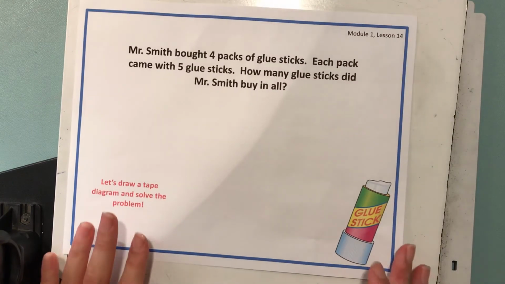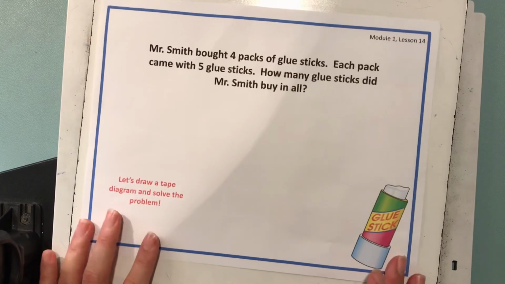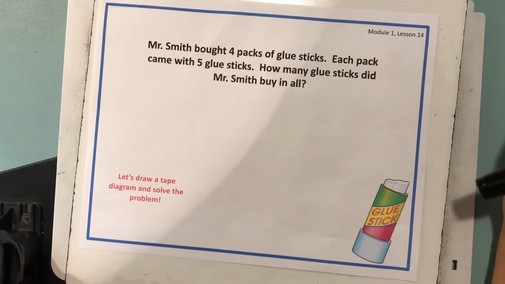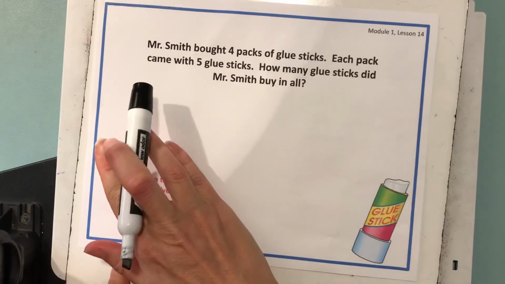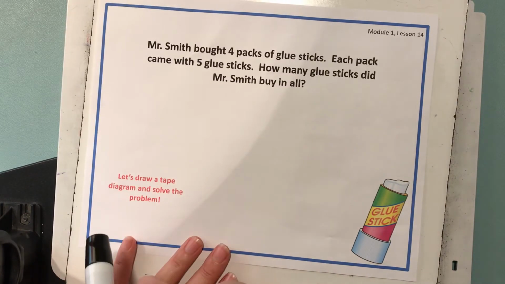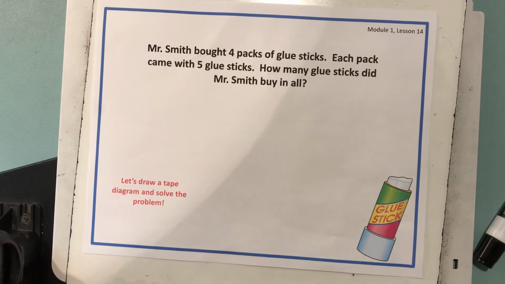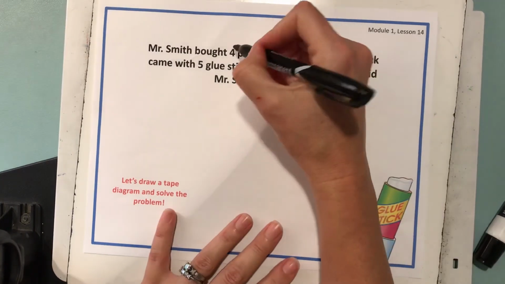All right, now we're gonna do a word problem. And we'll do this one together. So if you wanna draw it on your whiteboard with me, that's fine. That sounds like a good deal. If not, and you just wanna watch, that is fine too. Mr. Smith bought 4 packs of glue sticks. Each pack comes with 5 glue sticks. How many glue sticks did Mr. Smith buy in all? All right, well, I'm going to circle my important numbers here.